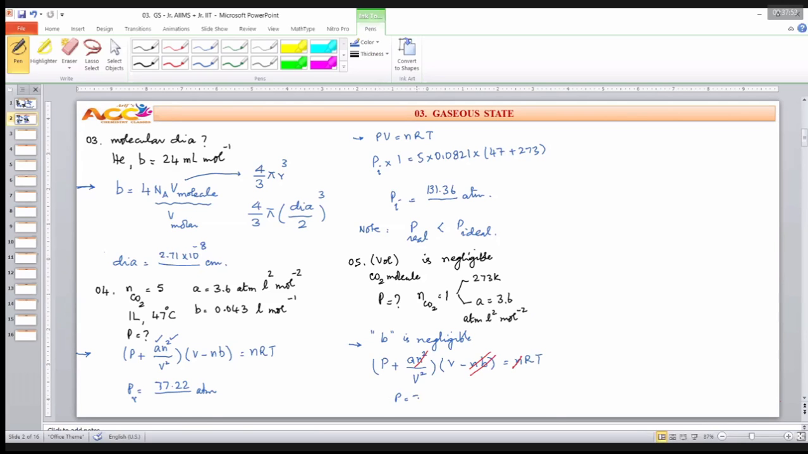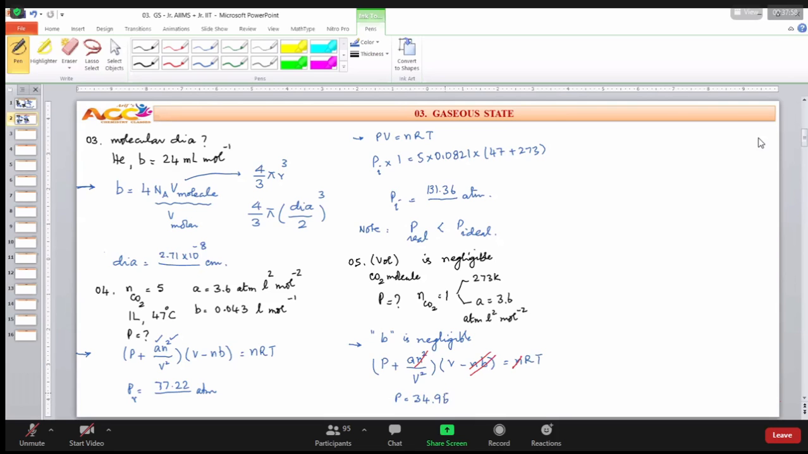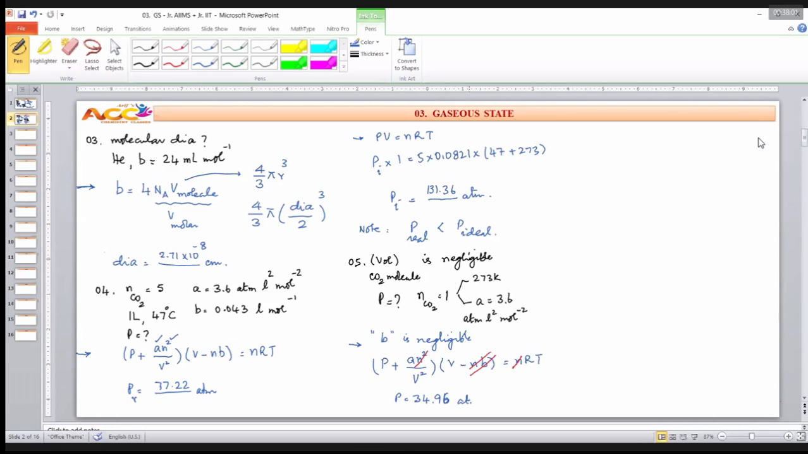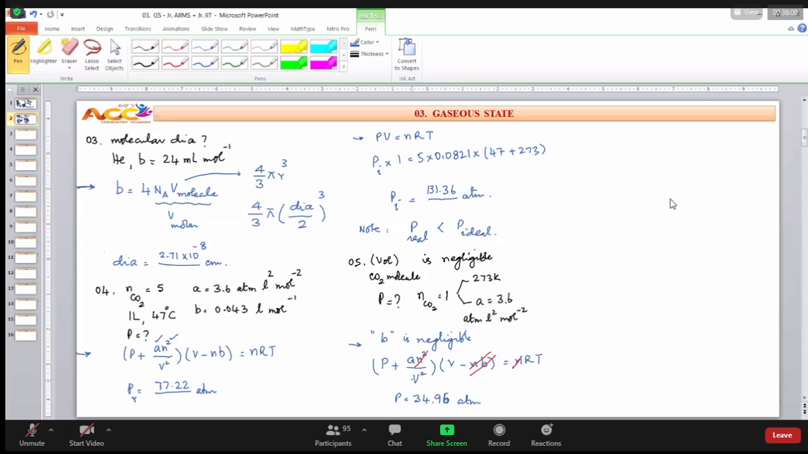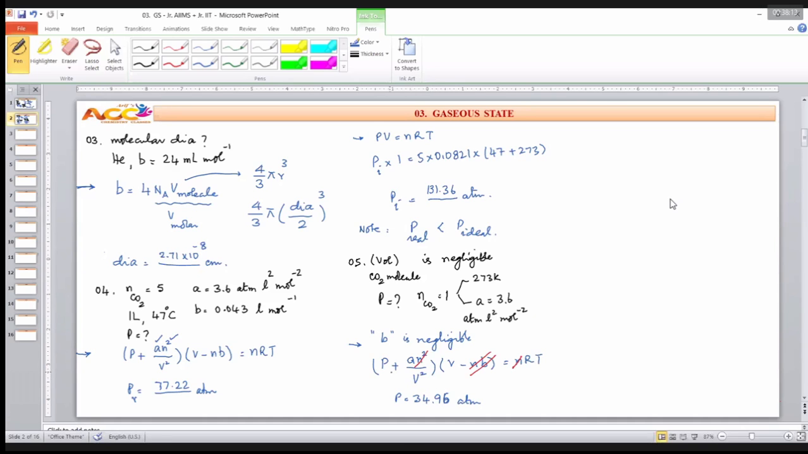34.96 atmosphere. Doctor, the same problem can come to you, but the numbers will be given in such a way, for example, he has given A is equal to 3.6, volume will be given as 36 liters, something like this. Then it will be very simple. The concept is to remember, that means we are reducing the van der Waals equation by neglecting one of the terms. This we have done in our class notes. It is available, right? Next, write down the answer, 34.96. Keep it as it is. Don't waste time in calculations. We'll go ahead for the next problem.